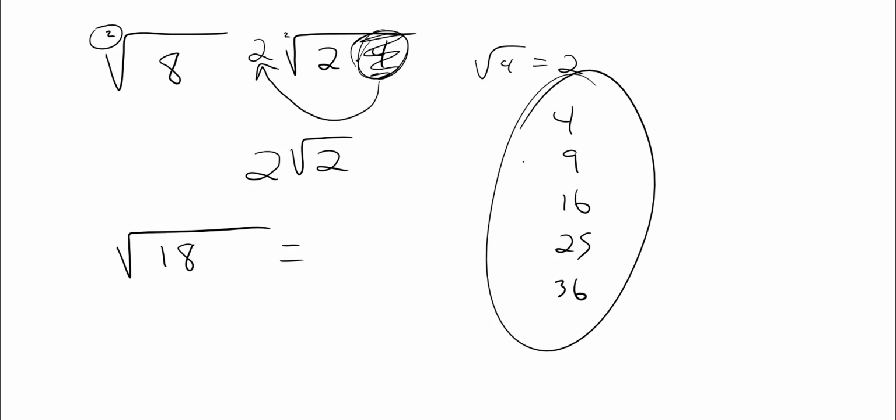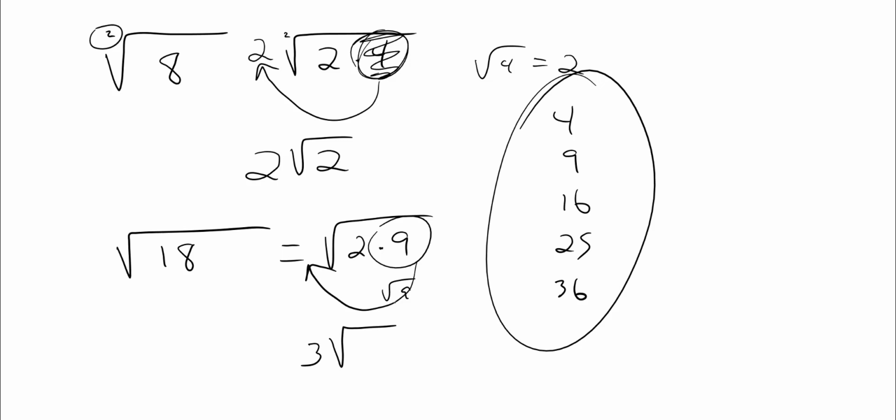So 18 you should recognize as 2 times 9, because 9 is a perfect square. And the square root of 9 is 3. So this comes on the outside, and whatever's left over that you can't simplify anymore, you can't take the square root of, is left on the inside. And so this is my answer, 3 square root of 2.